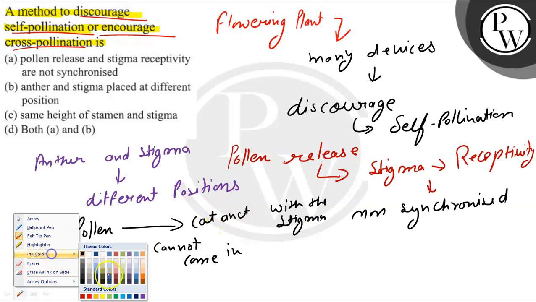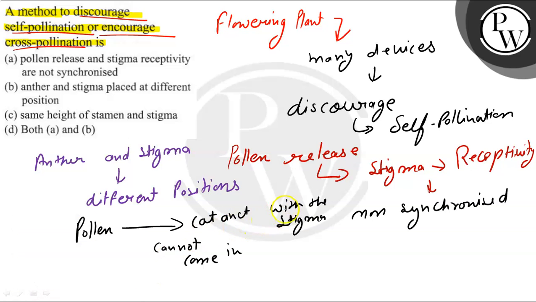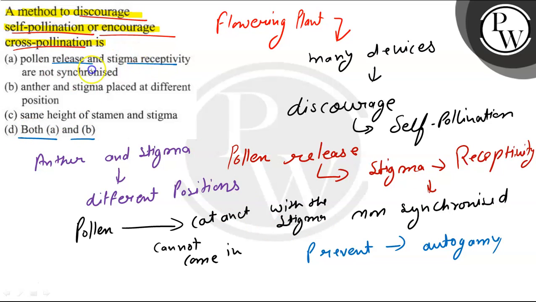Both these methods prevent autogamy. This option D is correct. Both A and B: A, pollen release and stigma receptivity are not synchronized, and B, anther and stigma placed at different position. Option D is the correct answer, and all the best.